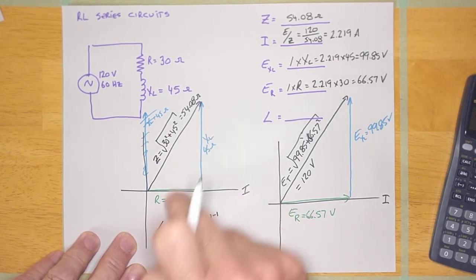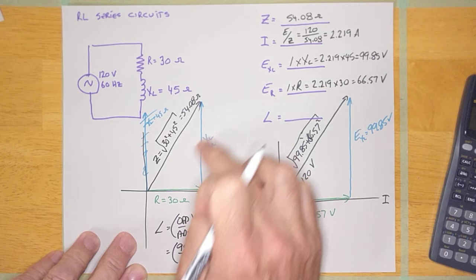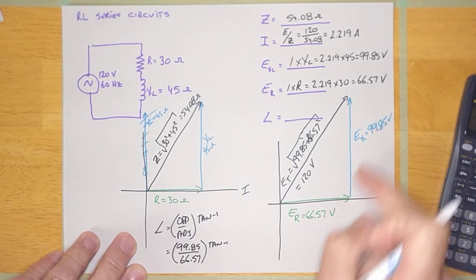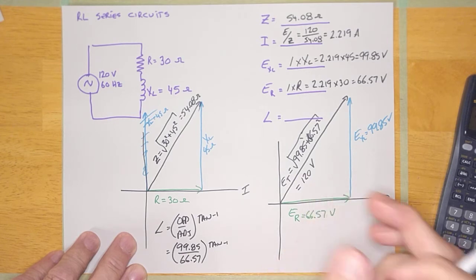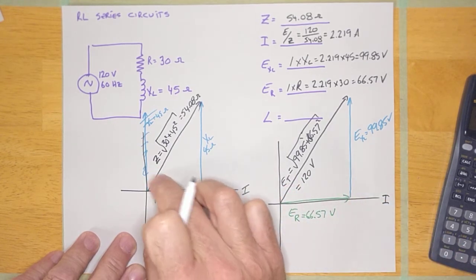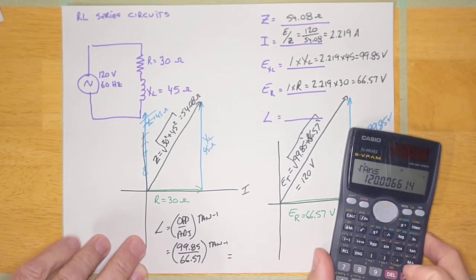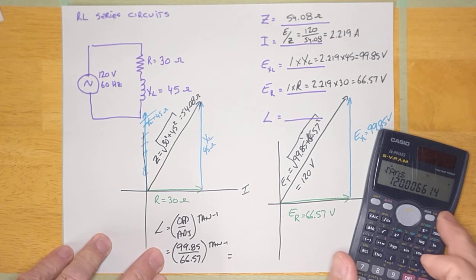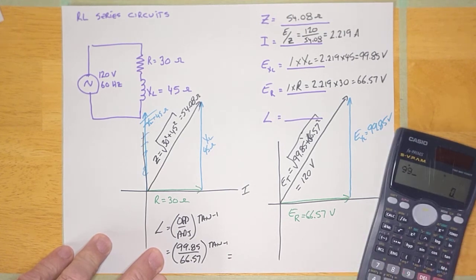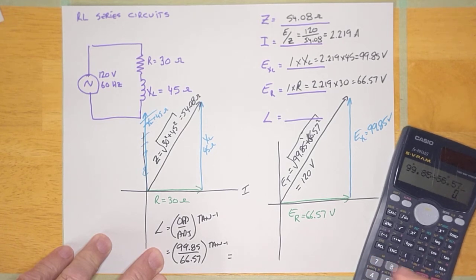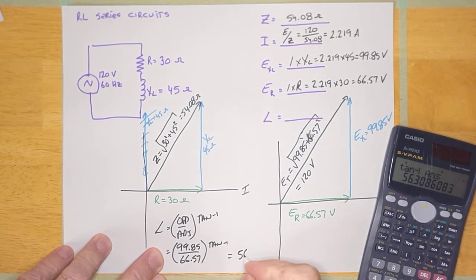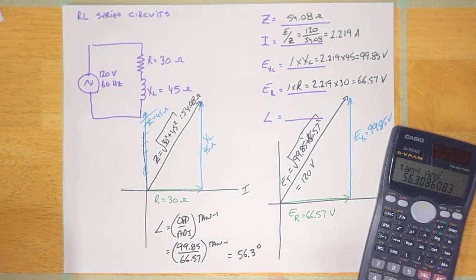Now I could use this triangle too. It wouldn't make any difference. I could go 45 over 30 inverse tan, 99.85 over 66.57 inverse tan. It doesn't make any difference because these two angles are going to be identical. All right, guys? So use whatever phasor diagram you like to calculate the angle. So let's try that. 99.85 divided by 66.57, shift tan, equals 56 degrees. Okay, 56.3 degrees. Now, what does that mean?